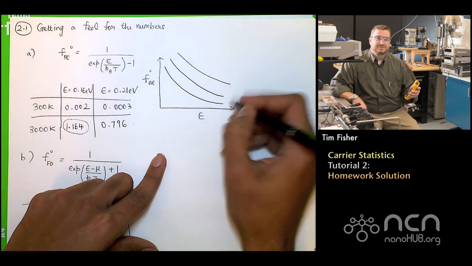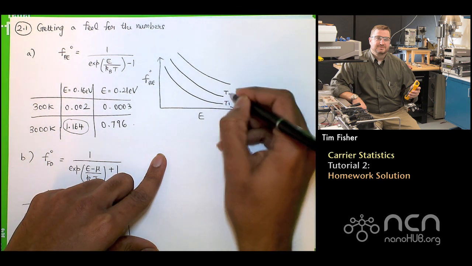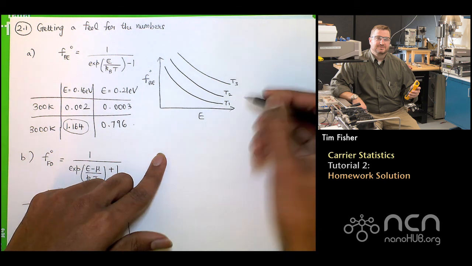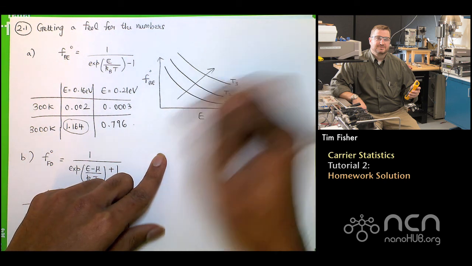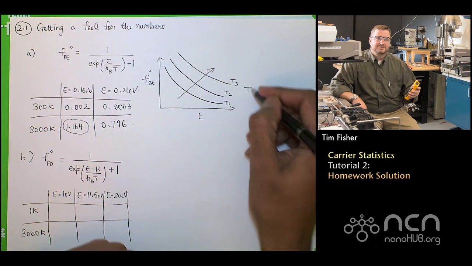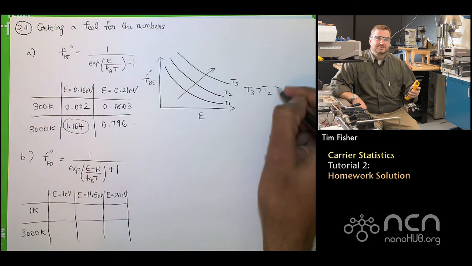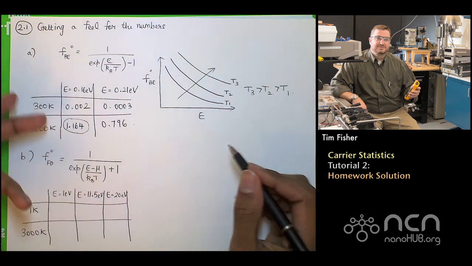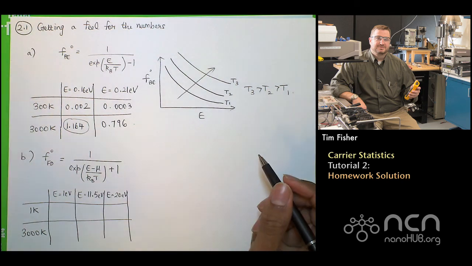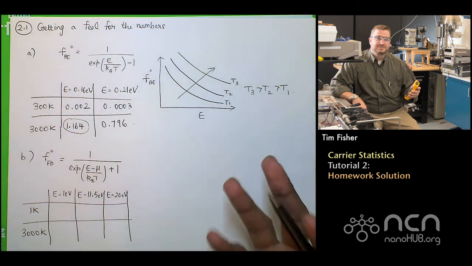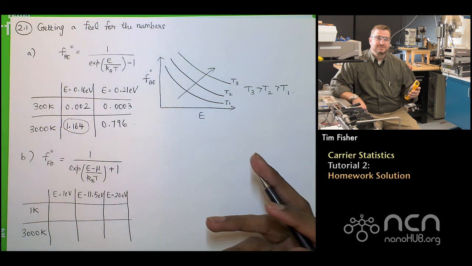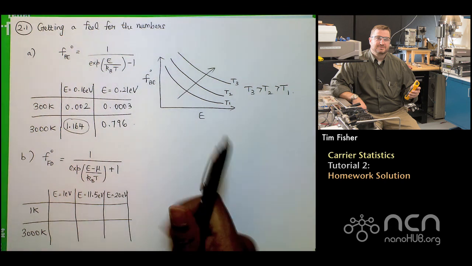So basically, if this is T1, this is for T2, and this is for T3, the temperatures are increasing in this order: T3 greater than T2 greater than T1. So that is the reason why as temperature increases, the occupation of these energy levels increases. So that's about it for the phonons.